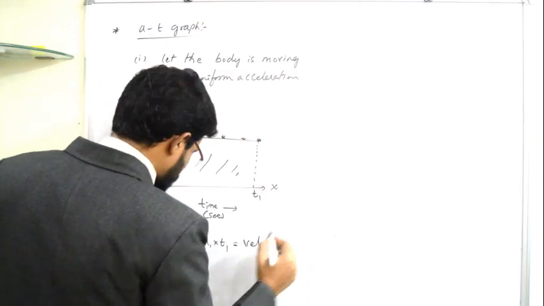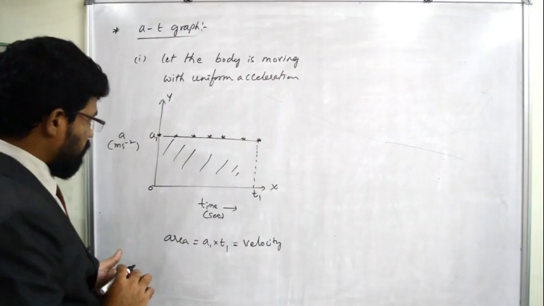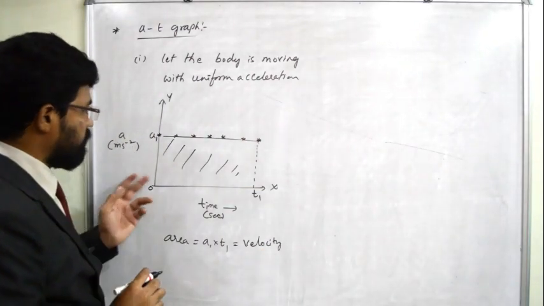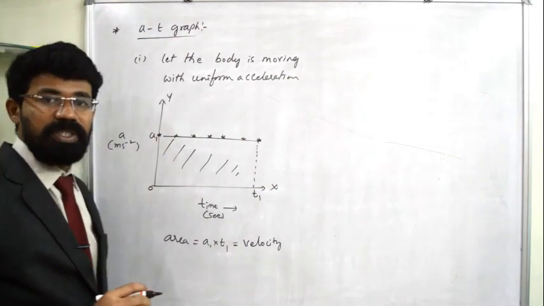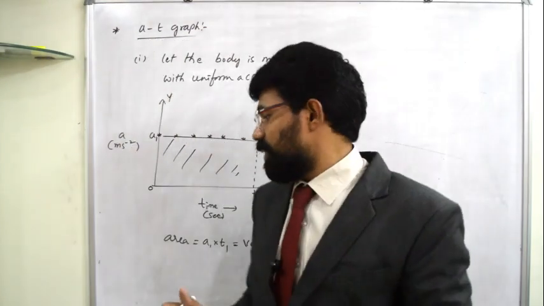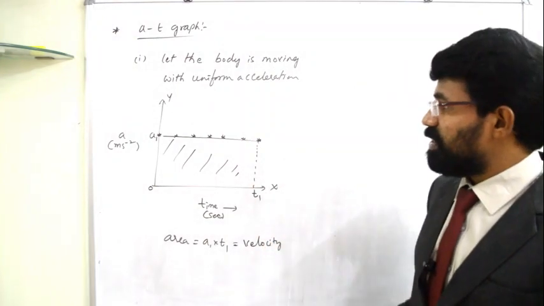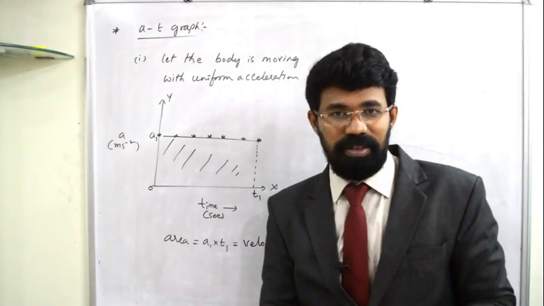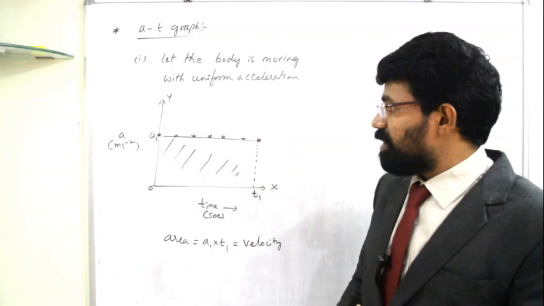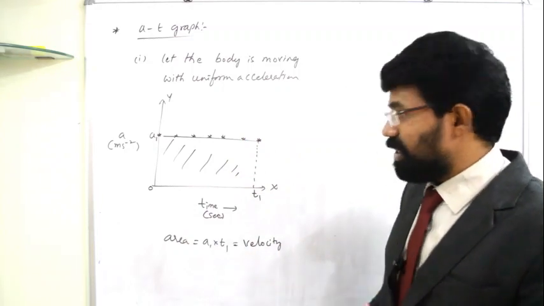So this is what makes our physical significance. Whatever area we are calculating under acceleration time graph, that gives us information about velocity of the body. Okay, so I want you to remember this. What is the physical significance of acceleration time graph? If you calculate area under acceleration time graph, what you are going to get? You are going to get velocity.